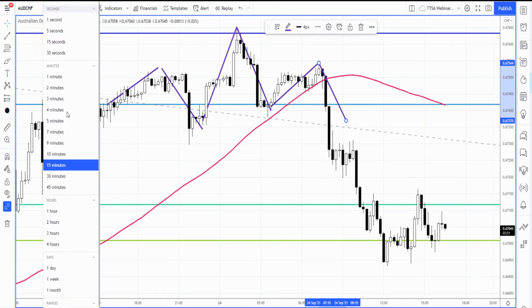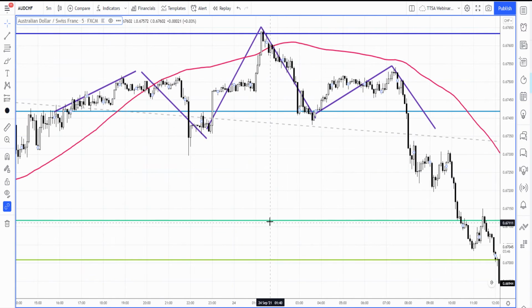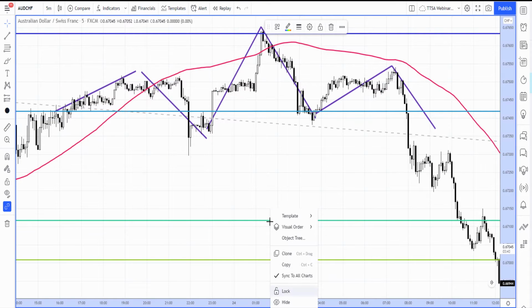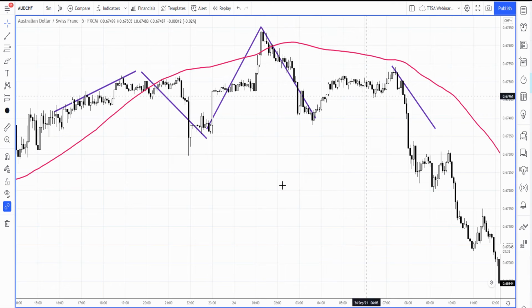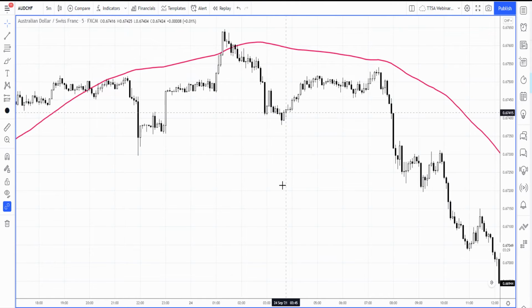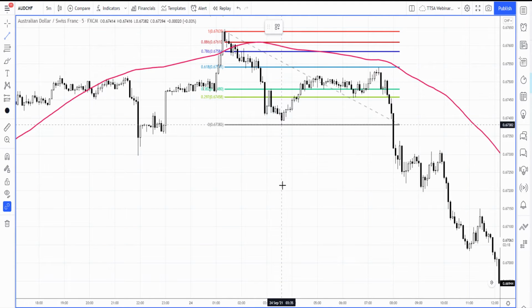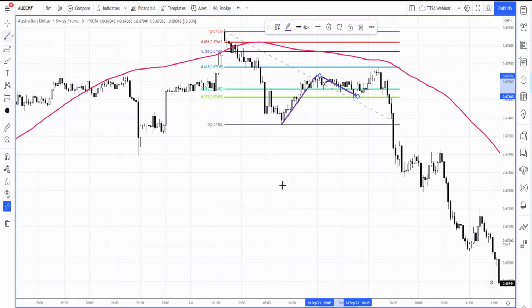Well, let's go into the 5-minute and let's have a look. I'm going to just get rid of this for the time being, and also the head and shoulders. What we also have at this point is a 618 retracement right here. So what we had here was an A, B, C, D, up to a 618, which is a Gartley pattern.